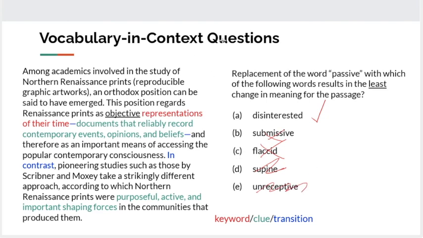So there's our correct answer, objective. Maybe not the first word that you would think of as a synonym for passive, but that's why we want to cross the word out. We don't want to be distracted by the original word because they're never going to be asking you which of the following means the same thing as this word in general. It's not in general, it's in context.